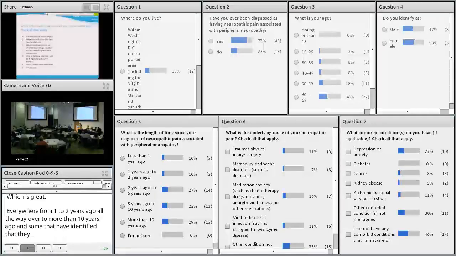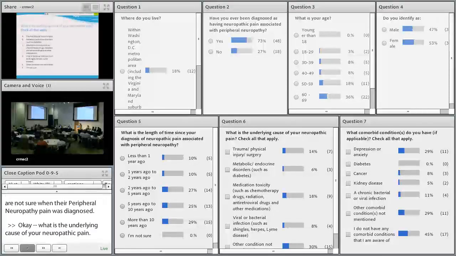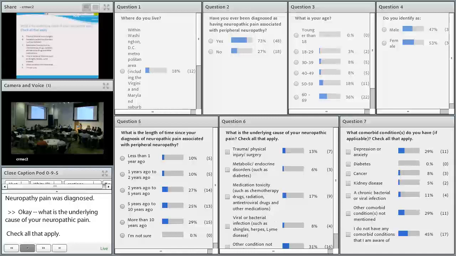Okay, what is the underlying cause of your neuropathic pain? Check all that apply. A, trauma, physical injury, or surgery. B, metabolic or endocrine disorders such as diabetes. C, medication toxicity. D, viral or bacterial infection. E, other condition not mentioned. Or F, I'm not sure.